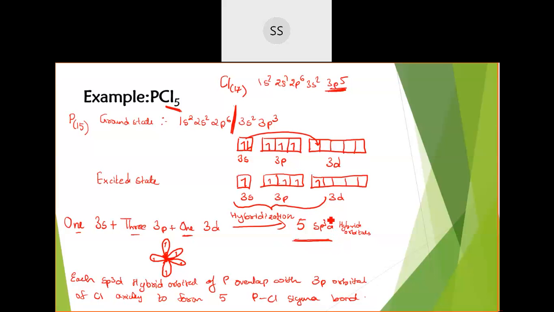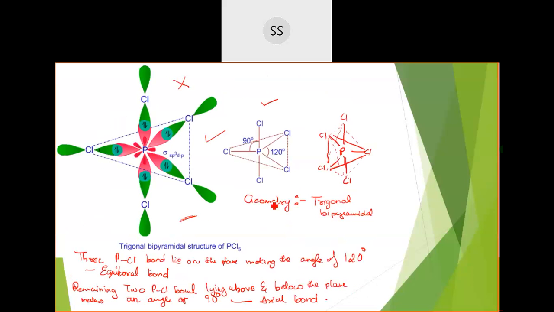After you get these orbitals, you need to overlap them with the atom they are linked with. Now phosphorus is linked with the chlorine atom, so you need to check which orbital of chlorine will overlap. The 3p orbital is the one which contains 1 unpaired electron. That will overlap to form 5 P-Cl sigma bonds. Then the next part is to write the geometry of it.